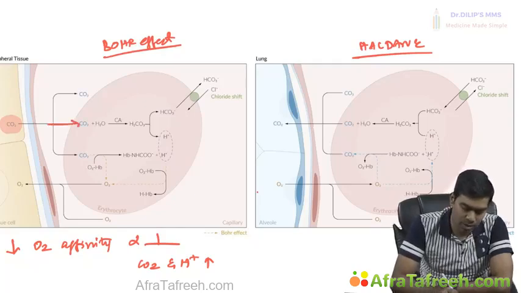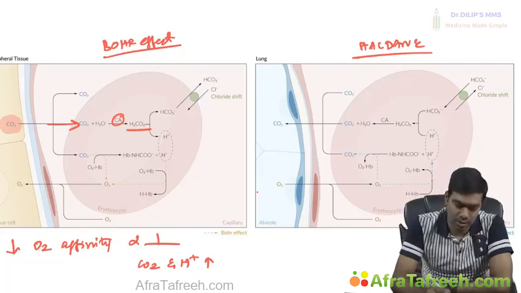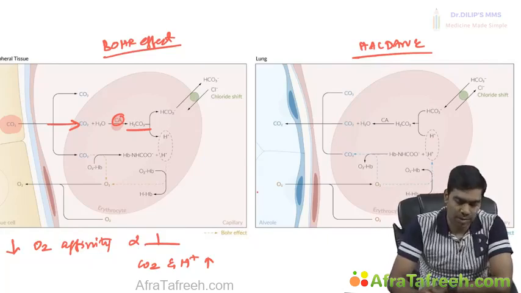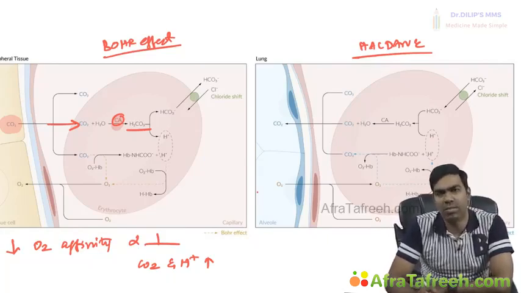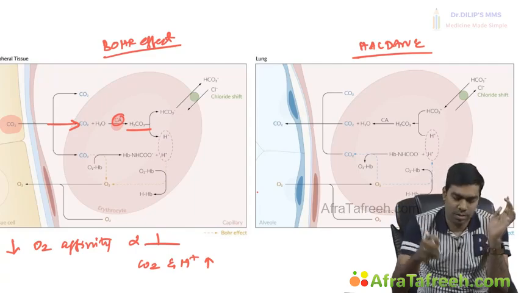Which diffuses into the RBC, and with the carbonic anhydrase enzyme it's going to form carbonic acid, that is H2CO3. Carbonic acid is very unstable. At the pH of 7.4, the basics of all these things we have discussed in detail in the acid-base chapter. But this H2CO3 at a pH of 7.4, the neutral pH of the body, is going to immediately dissociate into H plus and HCO3 minus. So that's what is happening here.